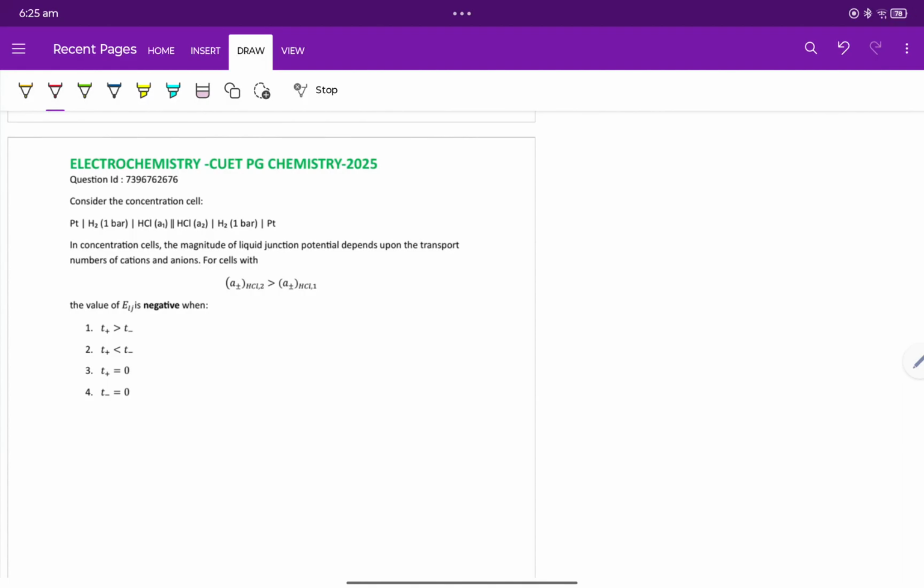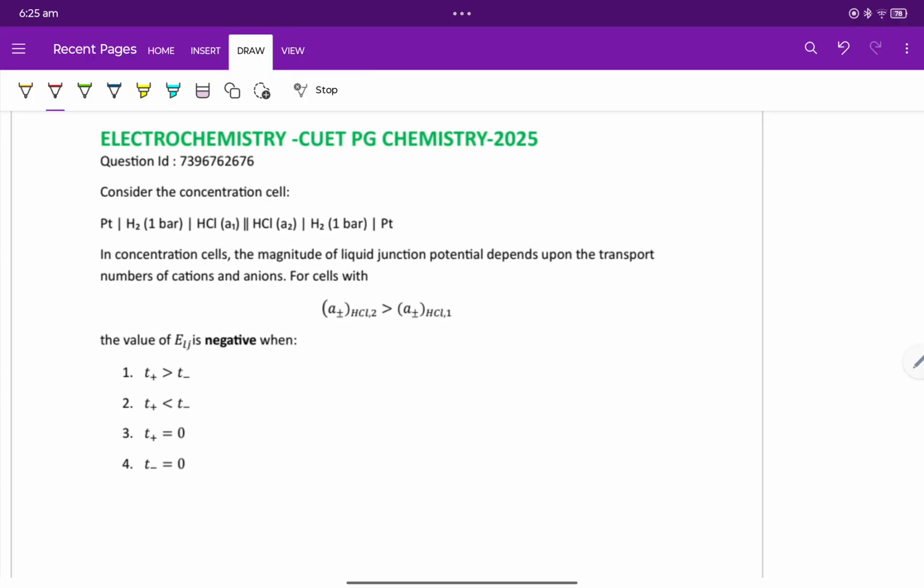This question from 2025 year is a very important question. You should understand the concept very well to answer this question. You are asked to determine the liquid junction potential, and you are given a concentration cell in which you can see here the pressure is same on both sides, whereas the electrolyte concentration is different.